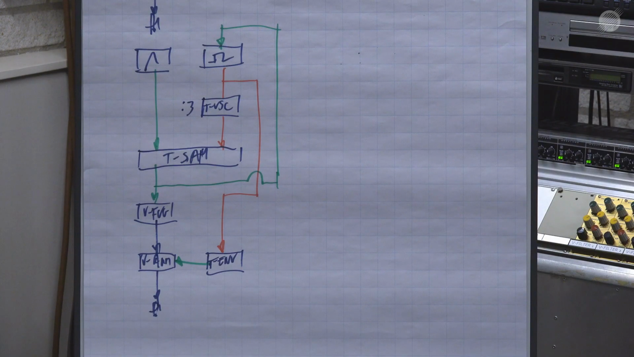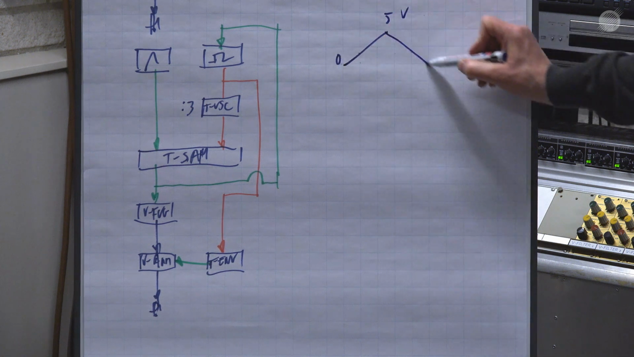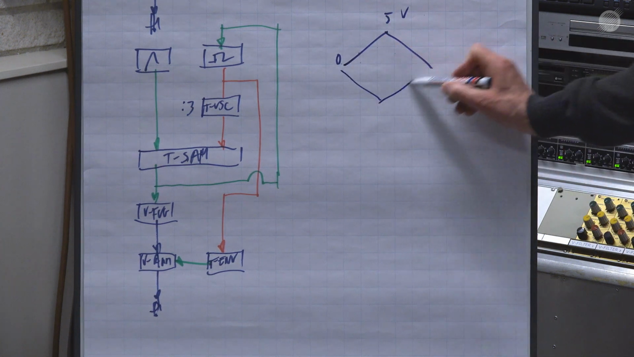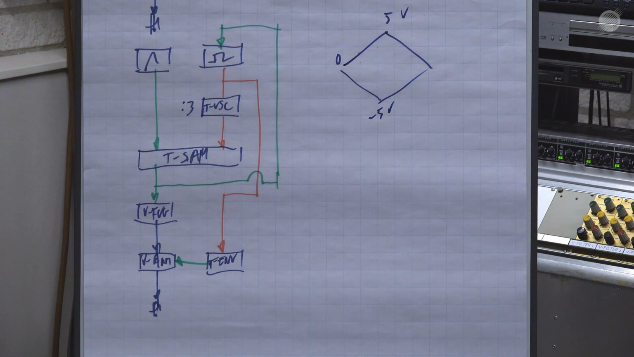I'm going to introduce one more device today, which is an inverter. An inverter does exactly what the name says. So if we would send an audio signal into an inverter, it would invert the phase. But if I send a voltage into an inverter, it inverts the voltage range. So if I have a voltage that goes from 0 to 5 volts and back, after inversion, it would go from 0 to -5 volts and back.